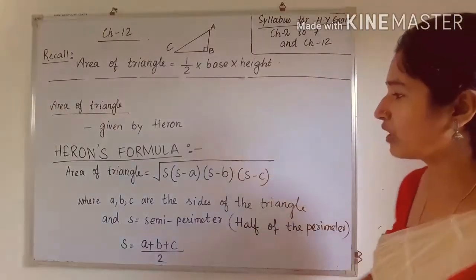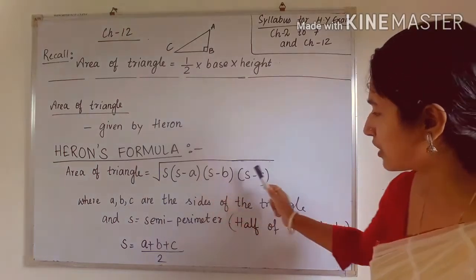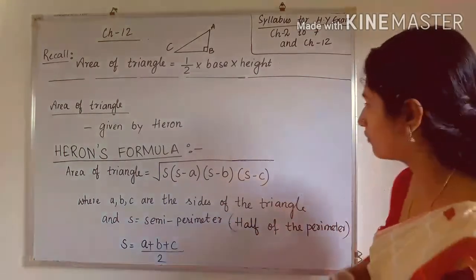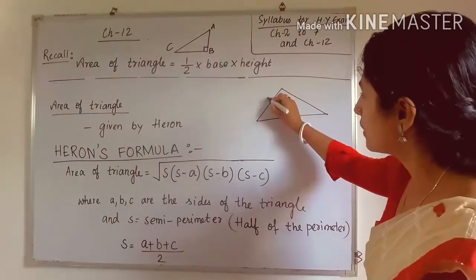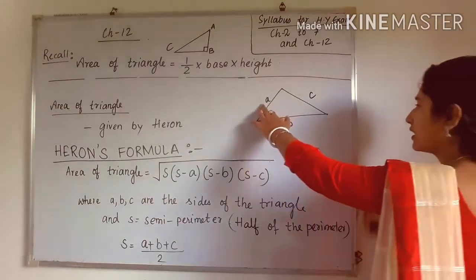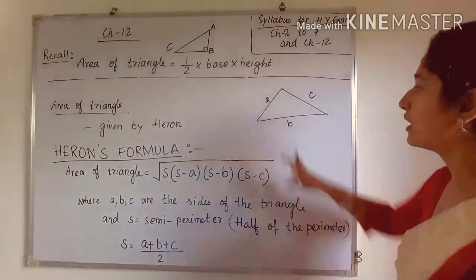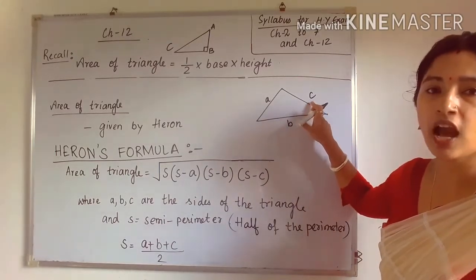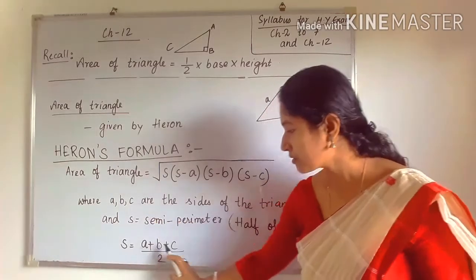So see the Heron's formula. Area of triangle is root over s into s minus a into s minus b into s minus c, where s is the semi-perimeter. What do you mean by semi-perimeter? We know that a perimeter is the sum of all sides of a triangle. So if the length of one side is a and the other side is b and the third side is c, then perimeter will be a plus b plus c. Okay. And semi-perimeter will be half of the perimeter. Okay. So see here, s is what? a plus b plus c by 2.